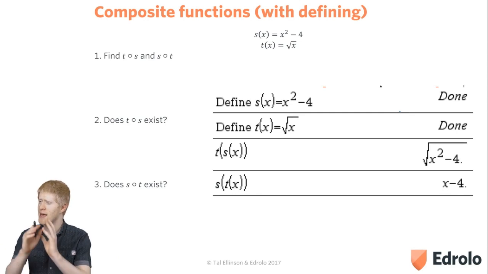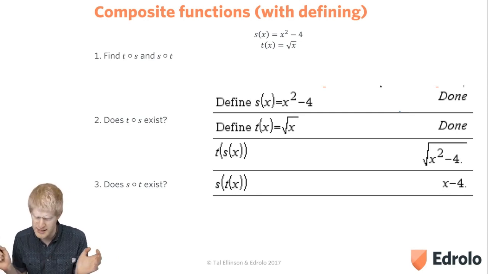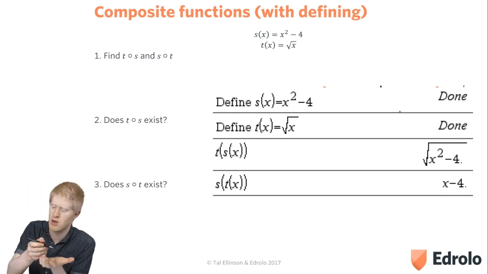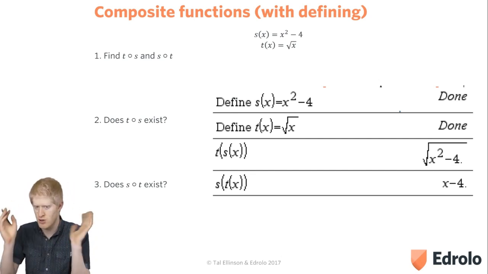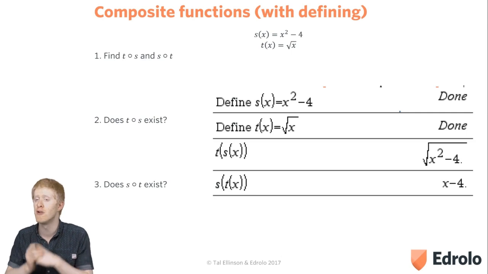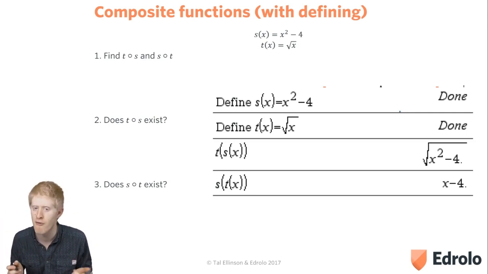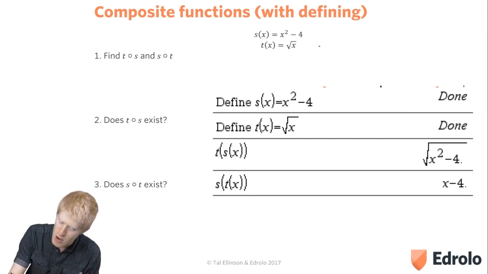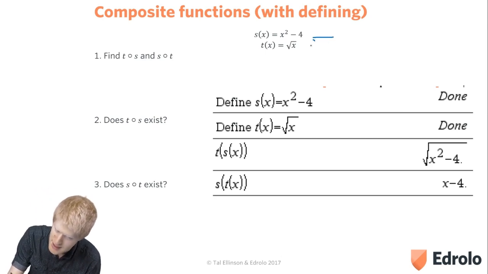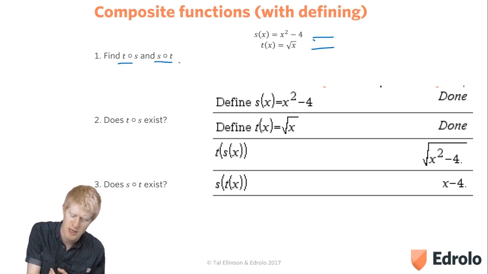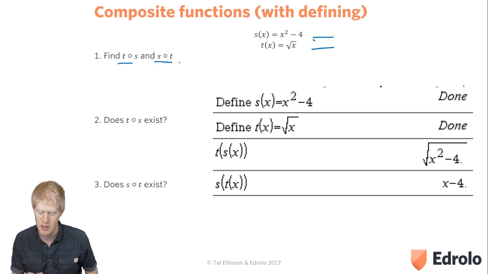All right, I've saved the best to last. When you're working with a big analysis question on your second exam and you've got this one function that you're always doing things with, you're subbing numbers into it, you're drawing it, you're manipulating it, it's useful to define the function. I'm going to show you how you can use defining functions in the context of composite functions. You're given here two functions, s of x and t of x, and you want to find what t of s of x is, and what s of t of x is. The way that you do it is you use the define.